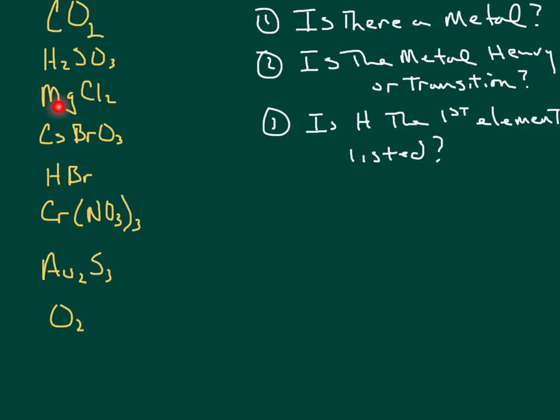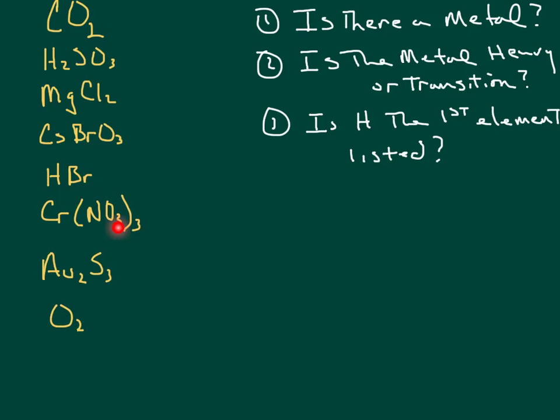Here, magnesium is a metal. Is it heavy or transition? No. Well, it's a type 1 compound then. CsBrO3, Cs is a metal, and it is group 1, so it's a type 1 metal also. But this is a polyatomic ion, so this would be an ionic ternary type 1. HBr, there's no metal. Hydrogen is the first element. This is a binary acid.